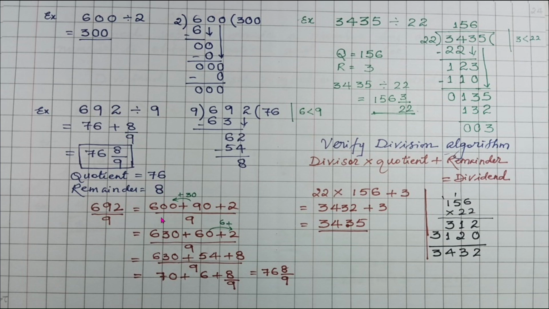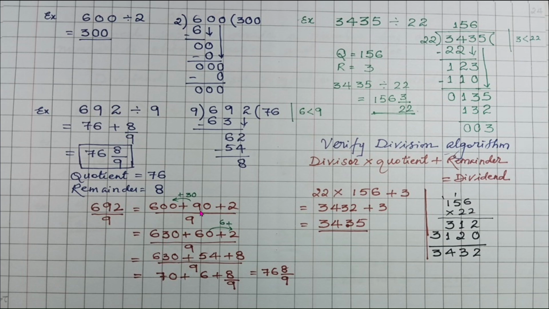So please remember that. Now to explain this, 692 divided by 9, that means I have to divide 600 by 9, then 90 by 9 and 2 by 9. Now I cannot divide 600 by 9, therefore I take 30 from 90, it becomes 630. When I divide 630 by 9, I get 70.